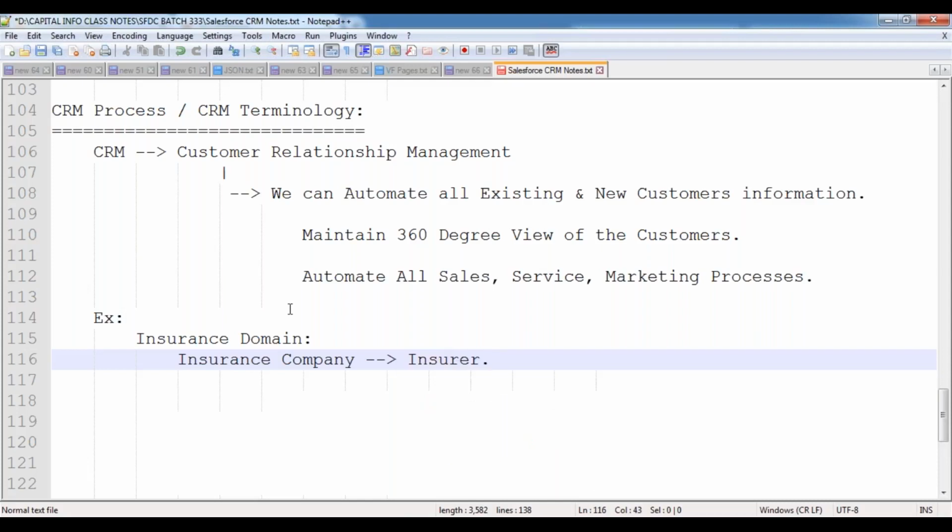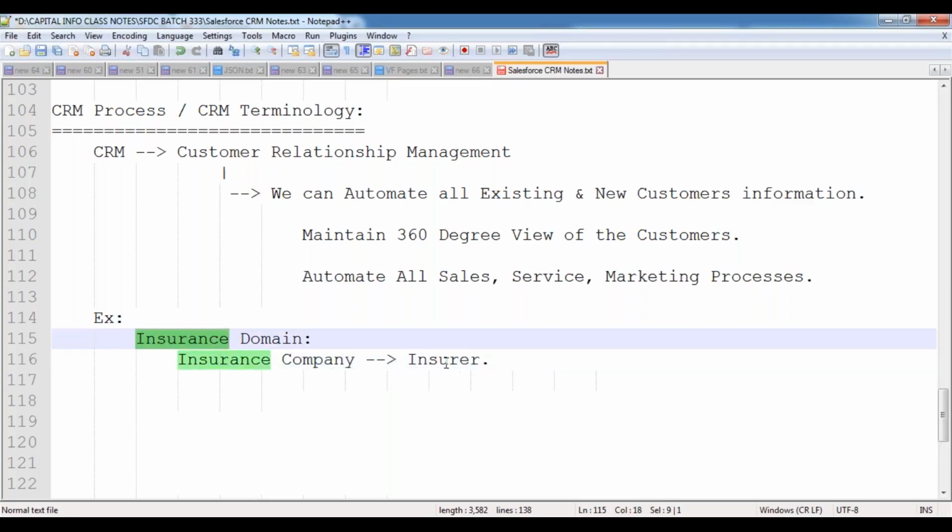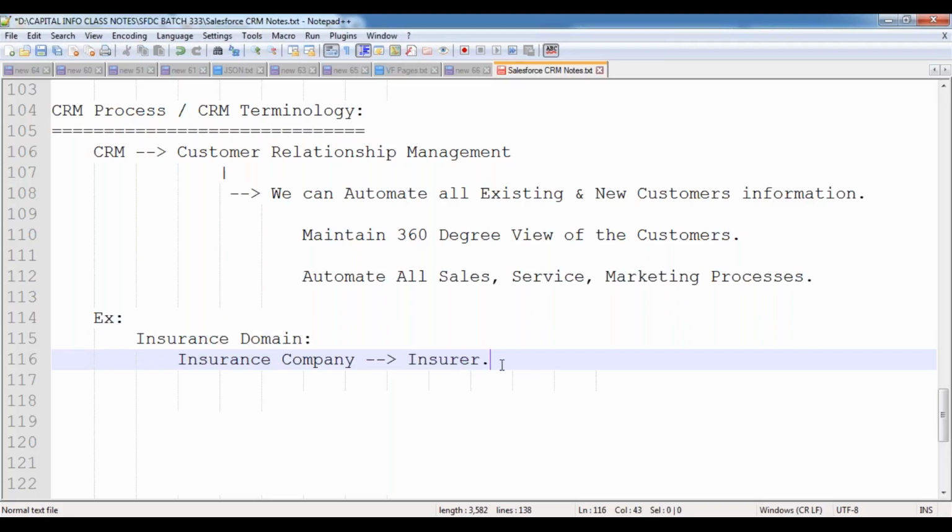Insurer means what? The people who are offering insurance. Who is offering insurance? The insurance company. So these insurance companies are called insurer. Generally in the real world, we call it an insurance company, but as part of the insurance domain, we have to use the terminology insurer.